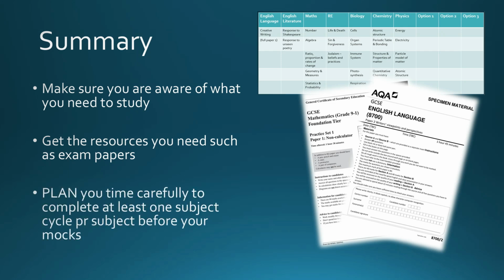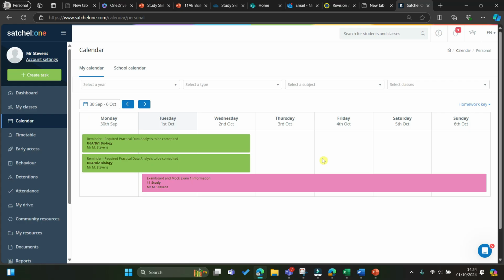And finally, plan your time carefully to make sure you've gone through at least each topic for each subject once before your mock exams. Use the timetable that I've given to you on your Satchel 1 homework to help plan that revision in that revision timetable. Obviously, your Satchel 1 dashboard will look different from mine, but you hopefully will have this topic in pink shown to you where it says Exam Board and Mock Exam 1 information.